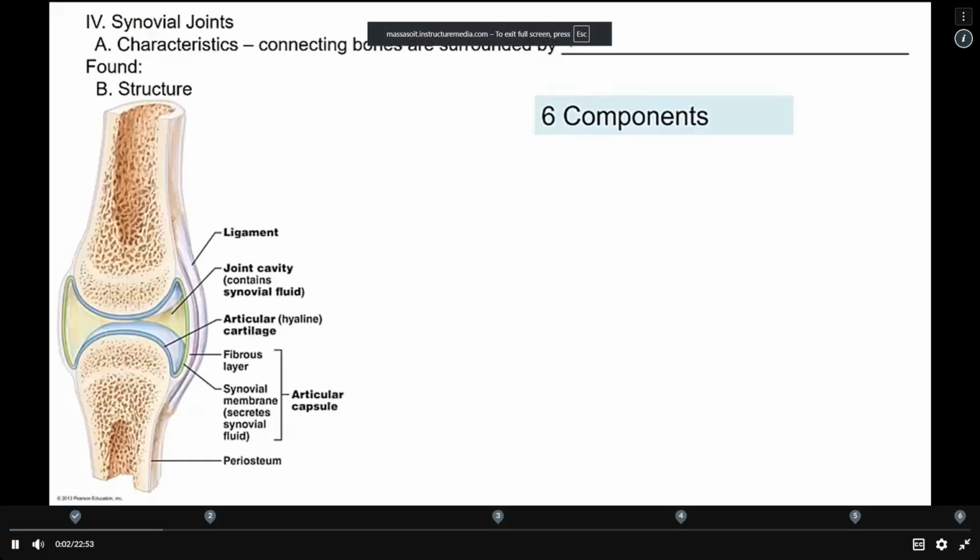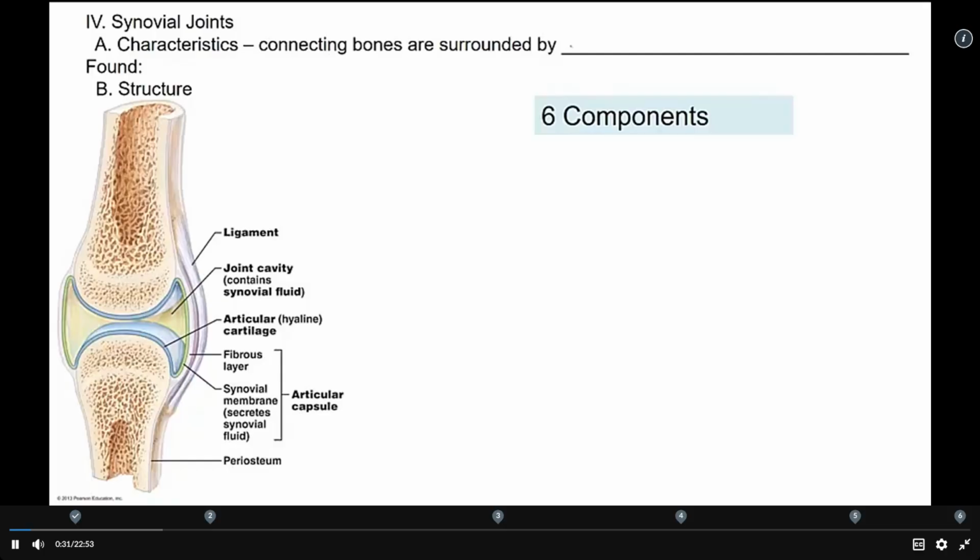This lecture is on articulations or joints. So far, we've defined joints as a place where two or more bones connect. And we've also said that joints can be classified in two ways. One is by their function, that is, how much movement they allow. The second way is by their structure, and that's determined by the tissues connecting the two bones and also by the presence or absence of a joint capsule.